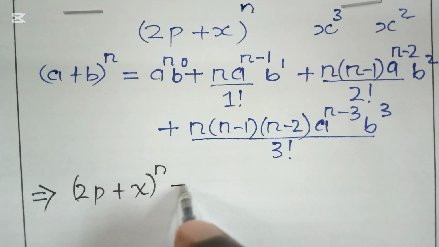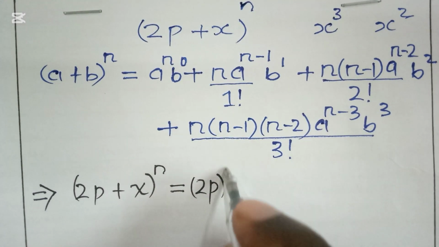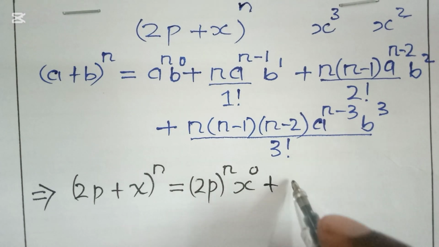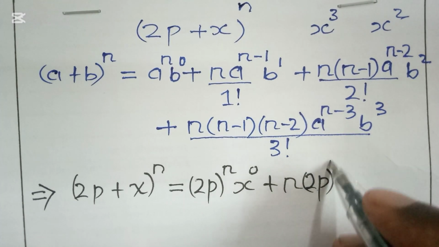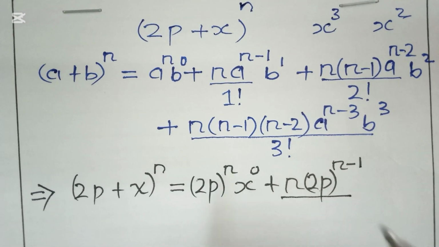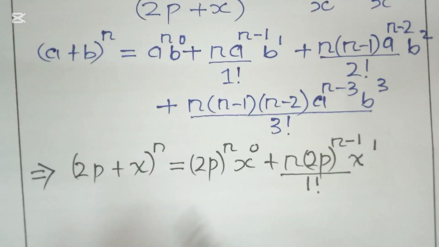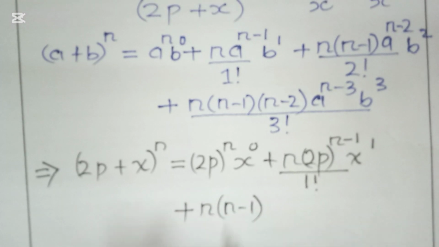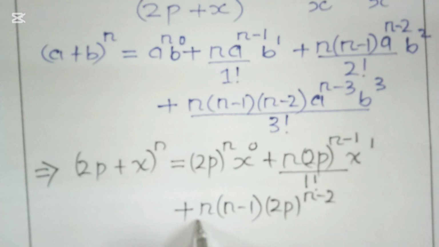And so therefore the first function is going to be 2p raised to n, and then we have x raised to 0, plus n(2p) raised to n minus 1 all over 1 factorial, x raised to 1, plus n(n minus 1)(2p) raised to n minus 2 all over 2 factorial, x squared.